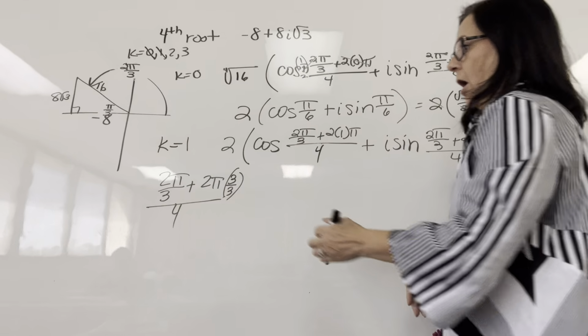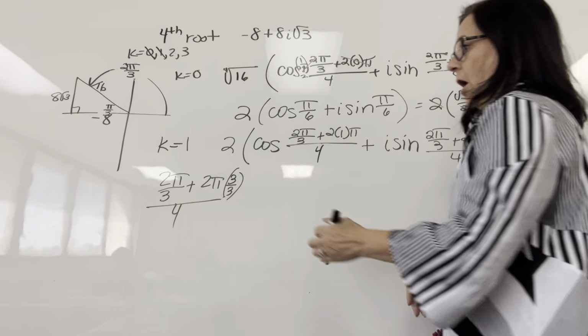That's crazy. It's just 2 pi over 3. I know. That's crazy. Okay, so just know it's 2 pi over 3. I'll write it here: 2 times the cosine of 2 pi over 3 plus I sine 2 pi over 3.